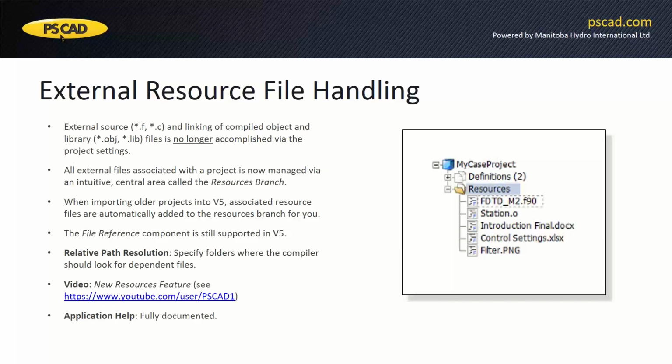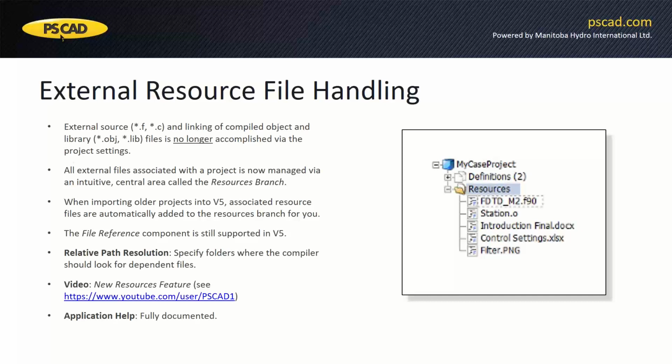Okay, so this is what I mentioned before, external resource file handling. Sorry about the quality of this image here, but we've added a new branch underneath each one of the projects. And within that branch is where you can now add your external files. So it's not just source and binary files. You can also load Word documents, spreadsheets, images, that sort of thing. So it has a lot more flexibility. You're able to enable and disable certain files. You don't have to include them in the build if you don't want to.